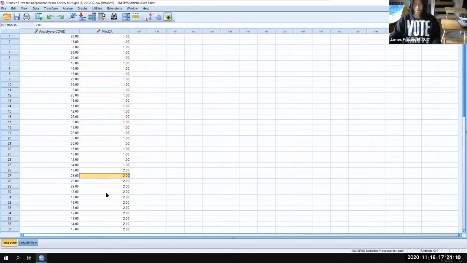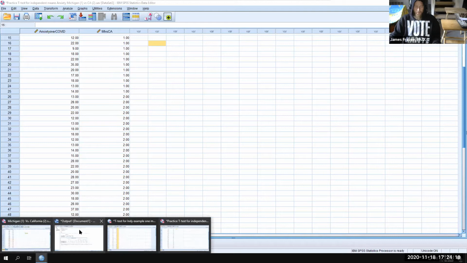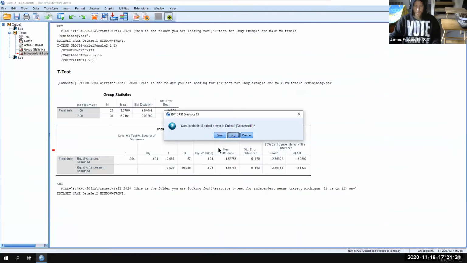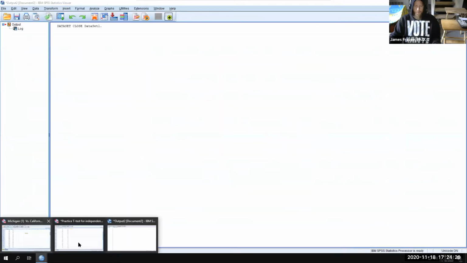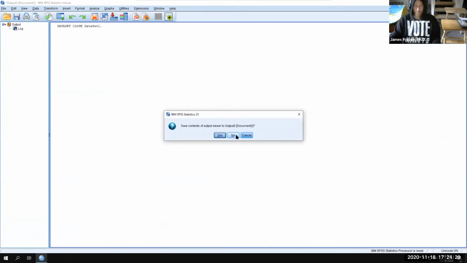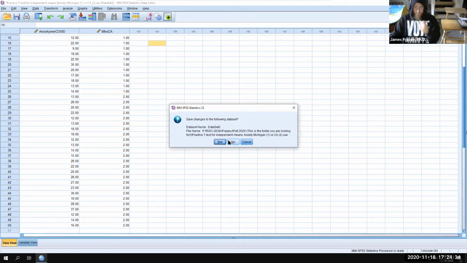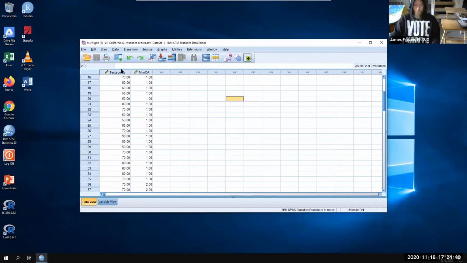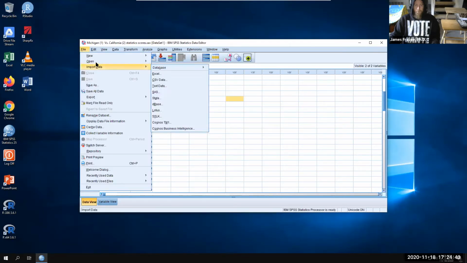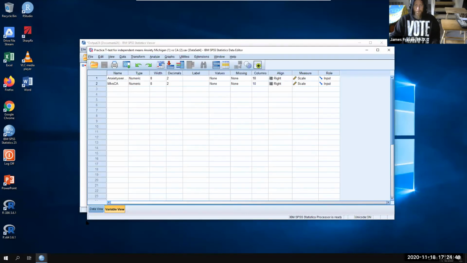Number 1 is Michigan. Number 2 is California. So we're going to do the exact same thing we did before. I need to get rid of the old outputs. I'm just going to get rid of these old outputs here. I don't need to save any of that. Okay, here we go. Whoops, I think I closed the wrong one. Here we go.